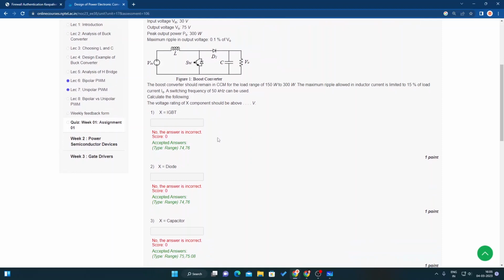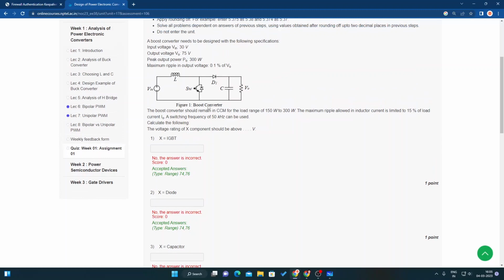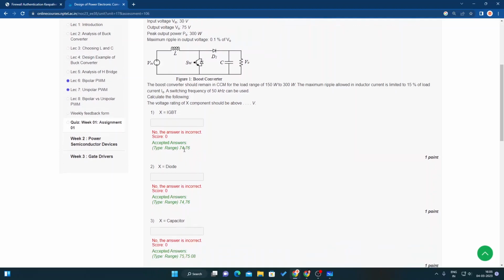The voltage rating, how is it called? Voltage rating of the IGBT, right? It will be 75 volts only, right? Yes, sir, 75 it will be. Here it is showing a range of 74 to 76, so it's perfectly okay. It's a range.